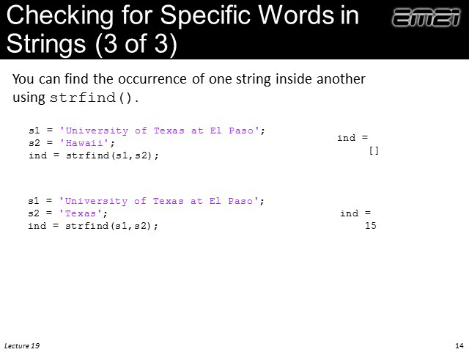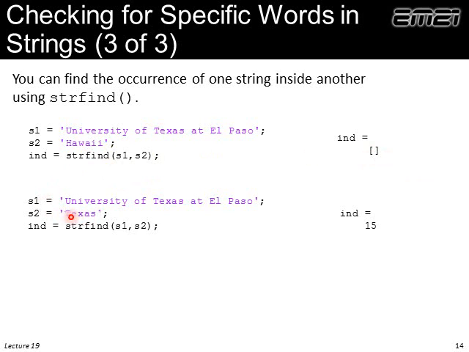And the last one, strfind. If we want to find a particular word in a sentence, or know if it's there, and also know where it occurs, we can use this strfind command. So let's say our sentence that we've read from a file is University of Texas at El Paso. We want to find where Hawaii is in that. So we do strfind, and it comes out with the array index of where that is. Well, it doesn't find it, so that array index is empty.